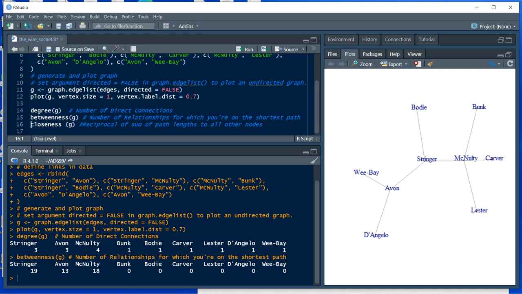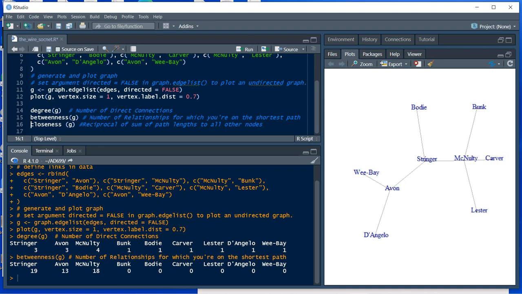So for the relationship between anyone else and D'Angelo, for all of those, Avon sits on that path. So 1, 2, 3, 4, 5, 6, 7. So those are 7 such relationships. And what you might see here already is, well, what about the other 6? Well, those are for Weebay.